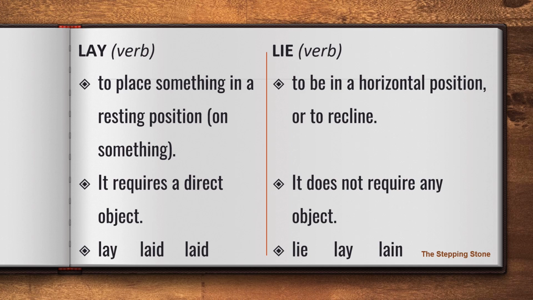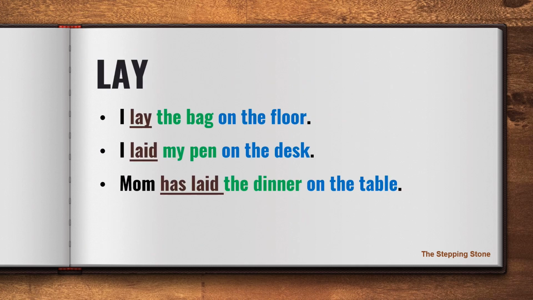The 3 forms of lay are lay, laid and laid, whereas the 3 forms of lie are lie, lay and lain. Let's read the examples to understand this better. I lay the bag on the floor.